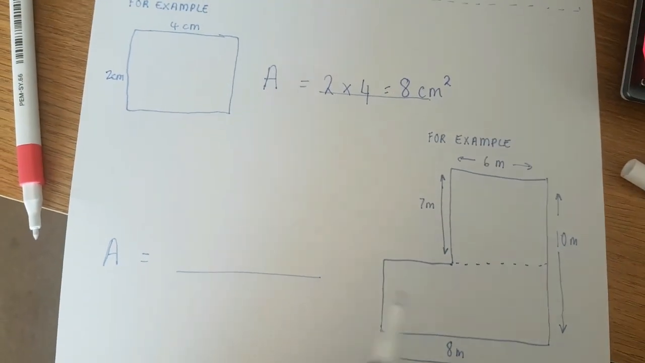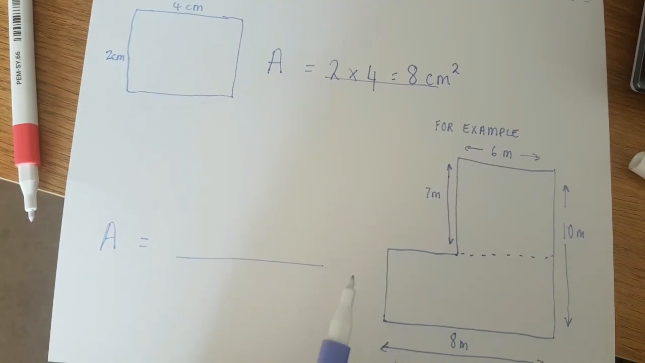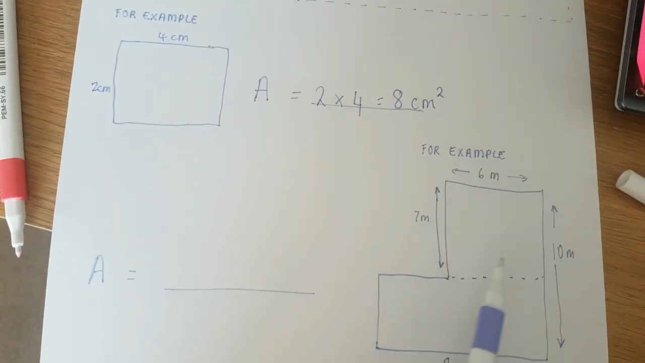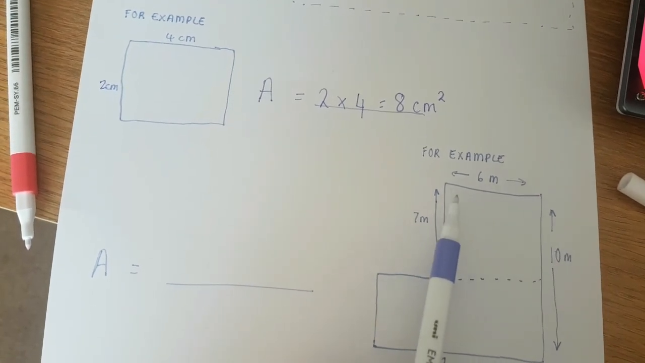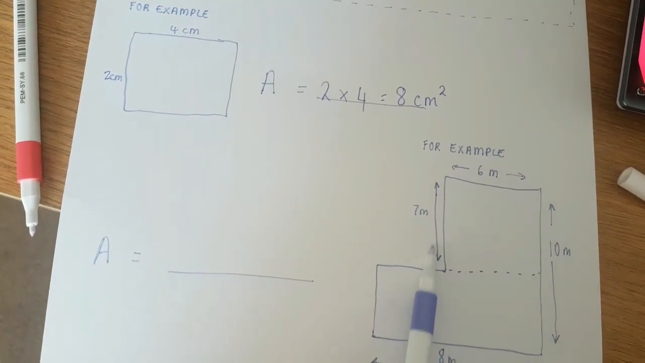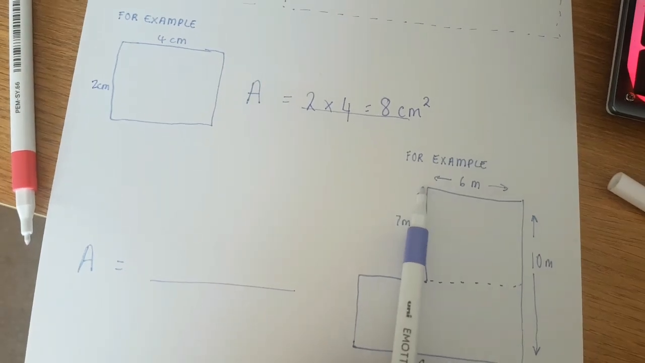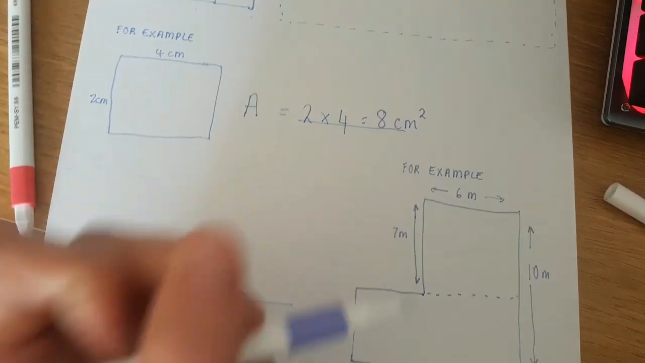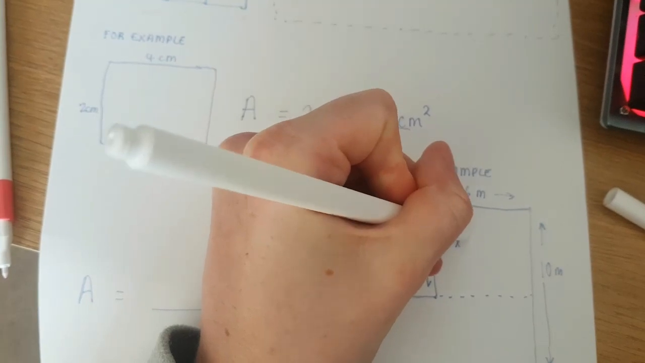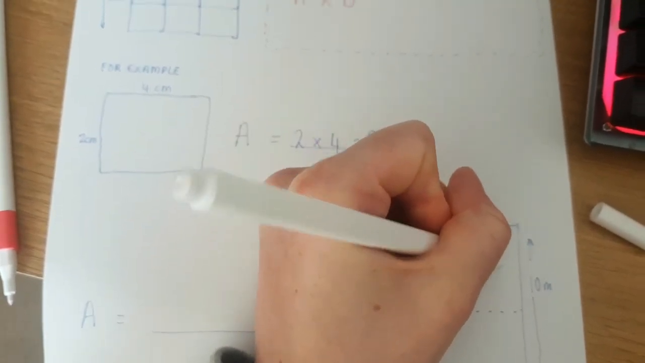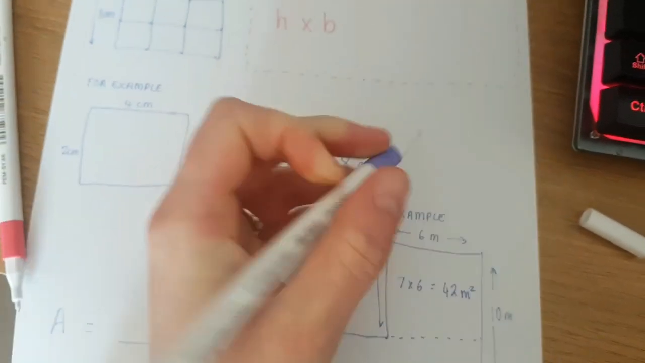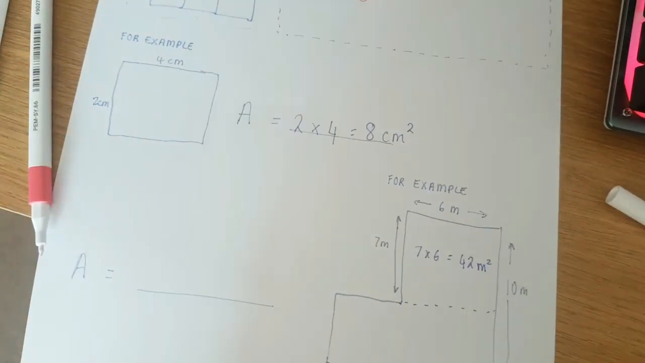Now what I have to do with this is to find any missing lengths. So the first shape I'm going to tackle is this one here. Now I can still use height times base. I know that the height of this shape is 7 meters and the base of this shape is 6 meters. So this shape here is going to be 7 multiplied by 6, which is 42. And remember my units are meters squared because I've got meters multiplied by meters.